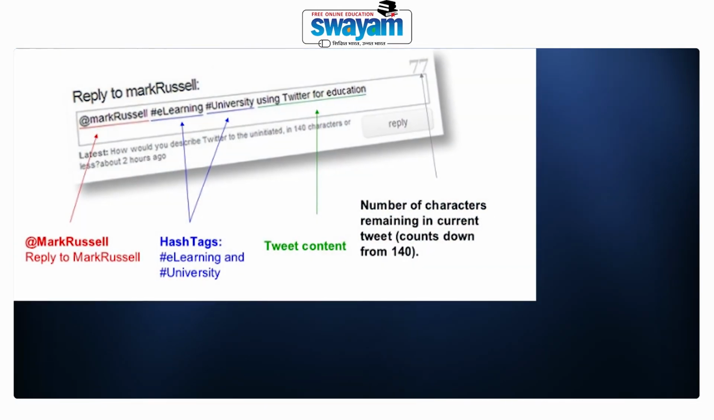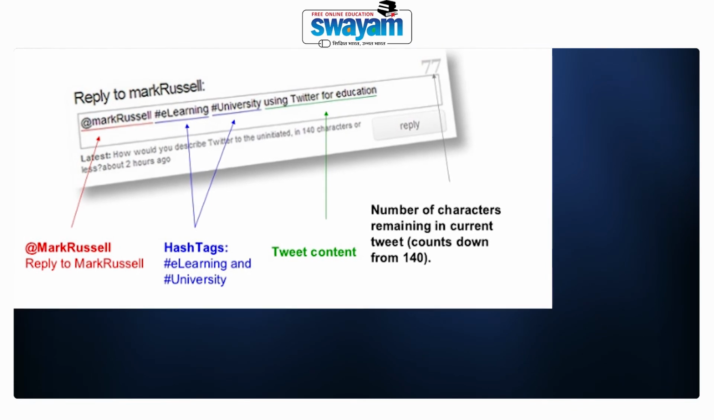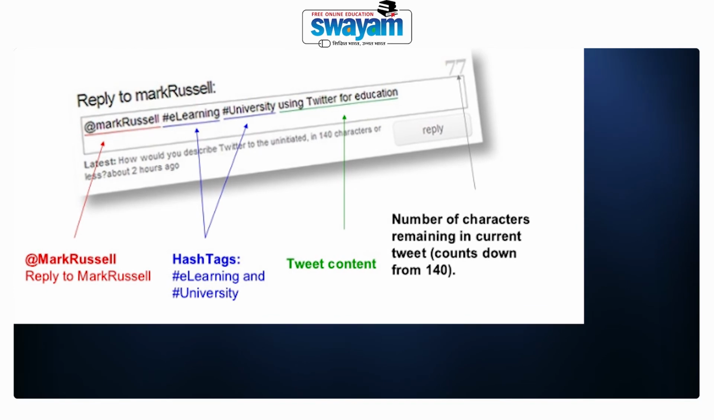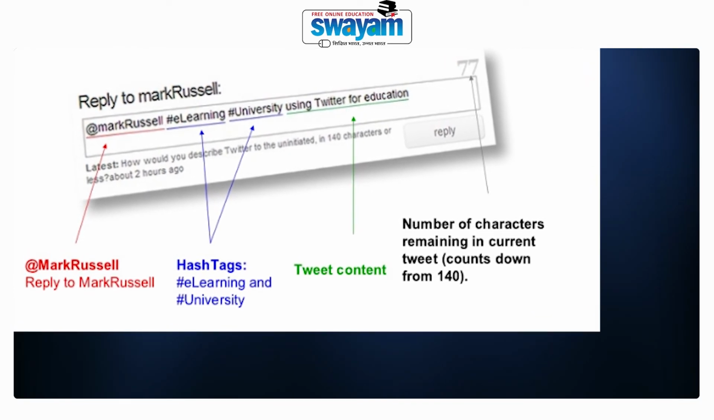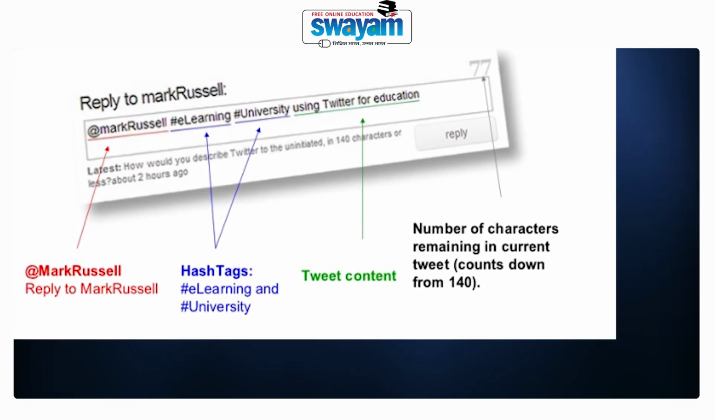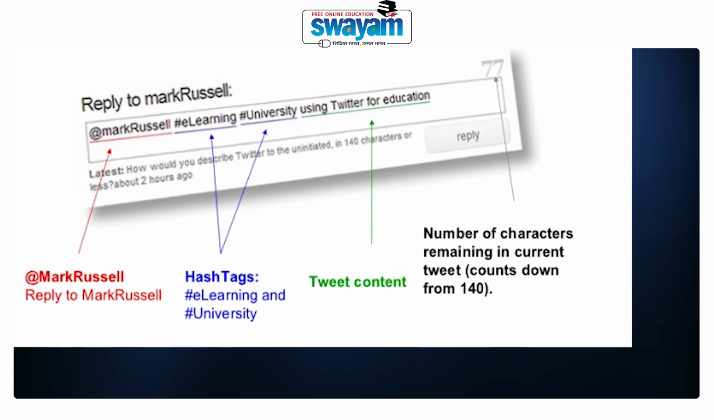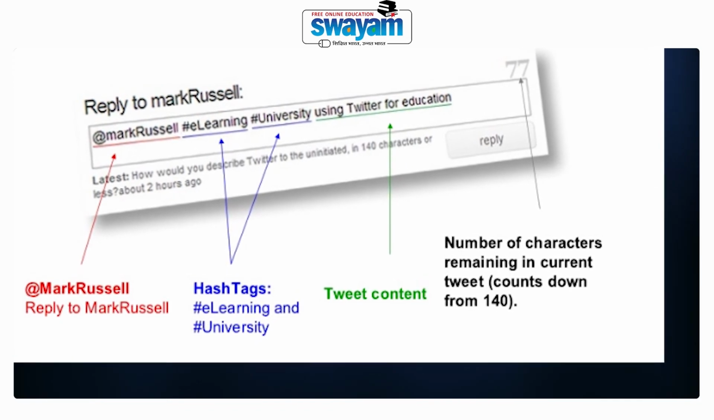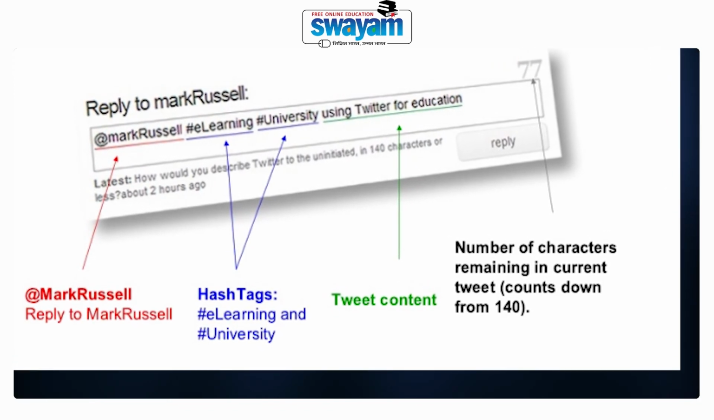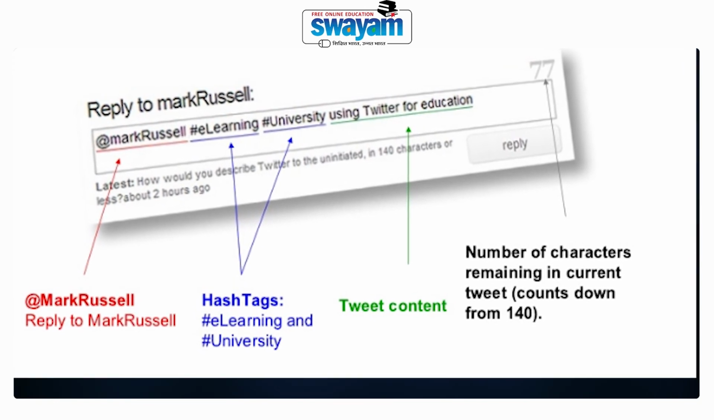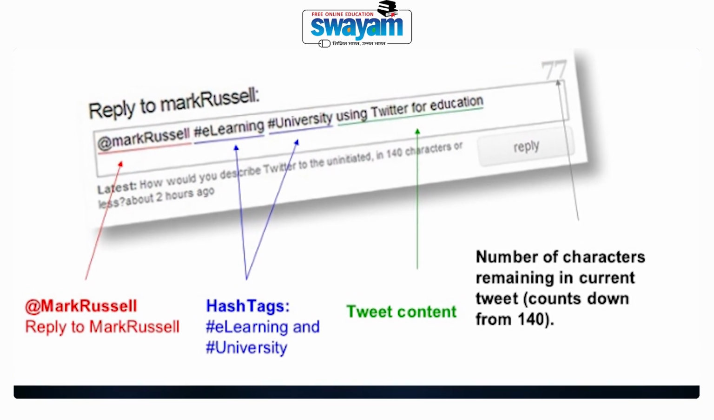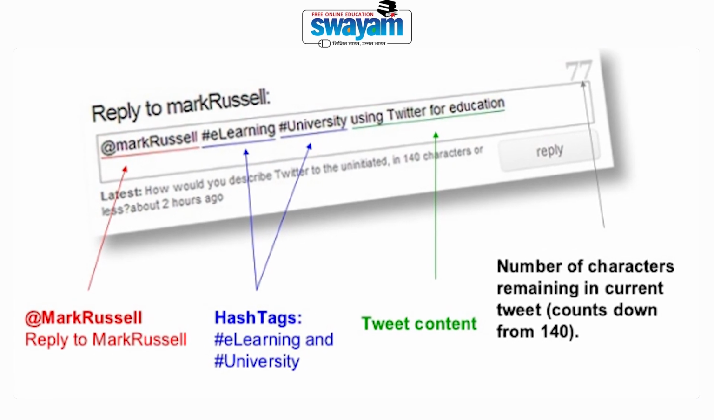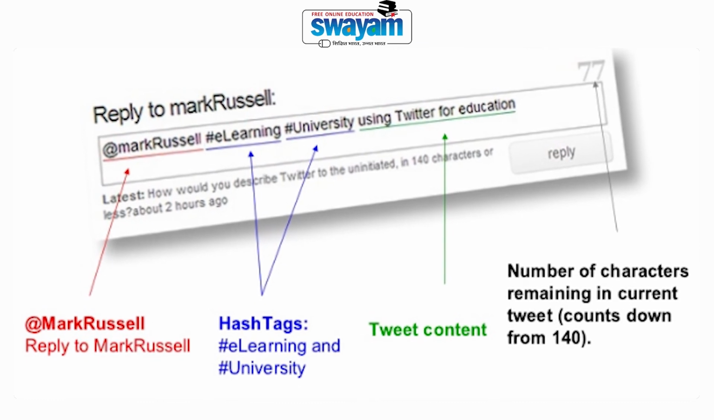If we see this particular screenshot, it makes clear that the at-sign is used to reply to a specific person. Hashtag means to tag a group or activity like learning and university, and you are viewing the content written after that hashtag. That means the content will be delivered to a particular group, and at the same time you can see a number like 77, the number of characters remaining in the current tweet. The characters remaining are shown in the upper right corner of that particular reply.